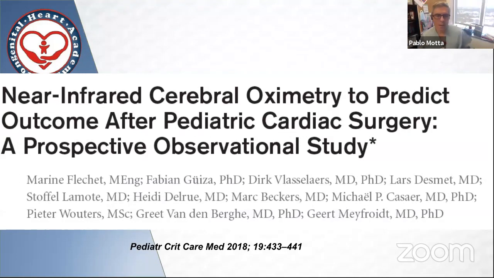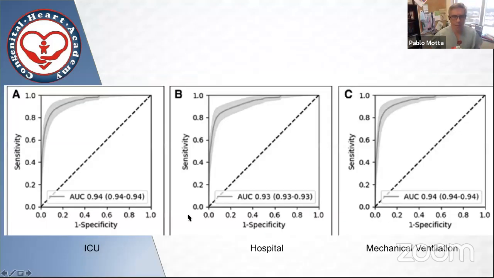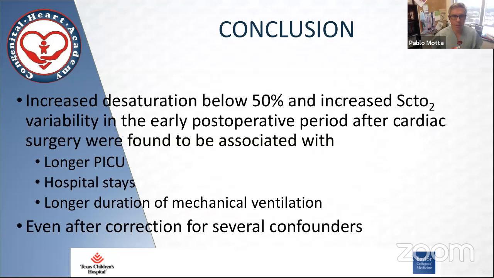This is an interesting study about the value of NIRS in cardiac surgery, in pediatric cardiac surgery, in terms of outcome. And they found on a multivariate analysis that desaturation below 50 predicted a longer ICU stay, hospital stay and mechanical ventilation. It was only a single center study, but there's more evidence trying to address this issue.